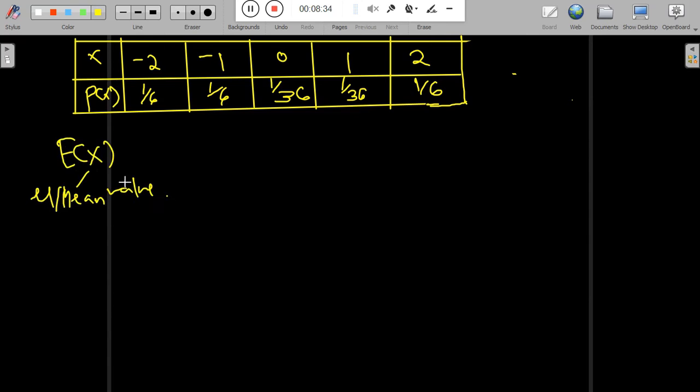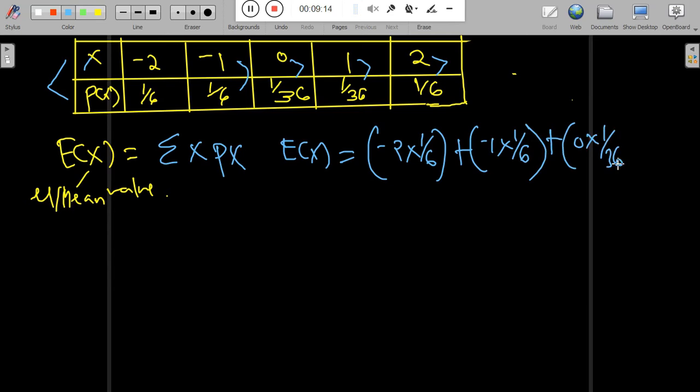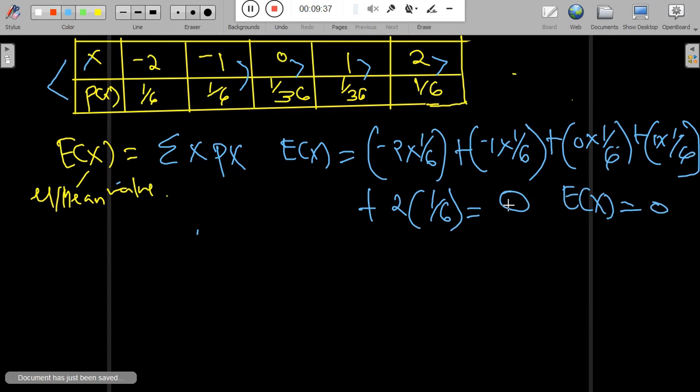So the expectation of x will be equal to the summation of x times probability of x. Since we are finding the variance, the first part is to find the expectation, the mean value. So the expectation is given by summation of x times probability of x, that will be equal to -2 times 1 over 6 plus -1 times 1 over 6 plus 0 times 1 over 6 plus 1 times 1 over 36, 1 over 6, then 2 times 1 over 6, as you can observe. So when we sum up, the answer will be equal to 0. So the expectation of x is equal to 0.